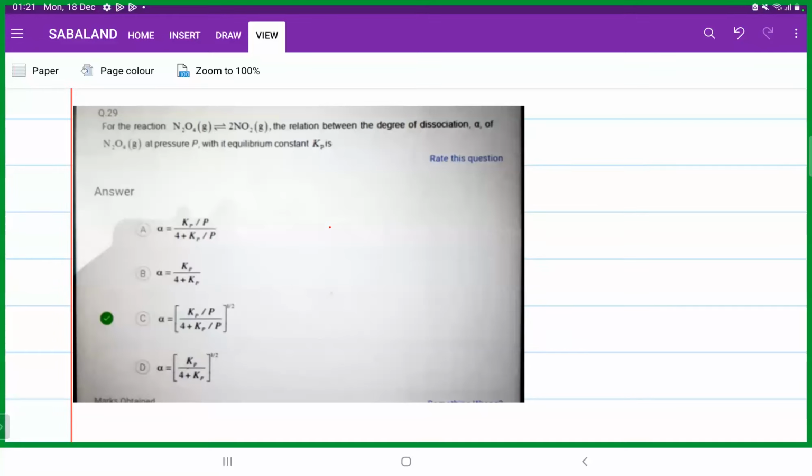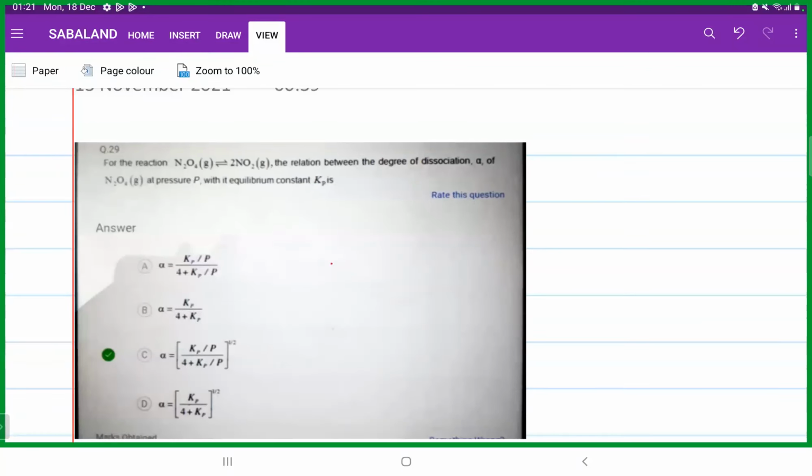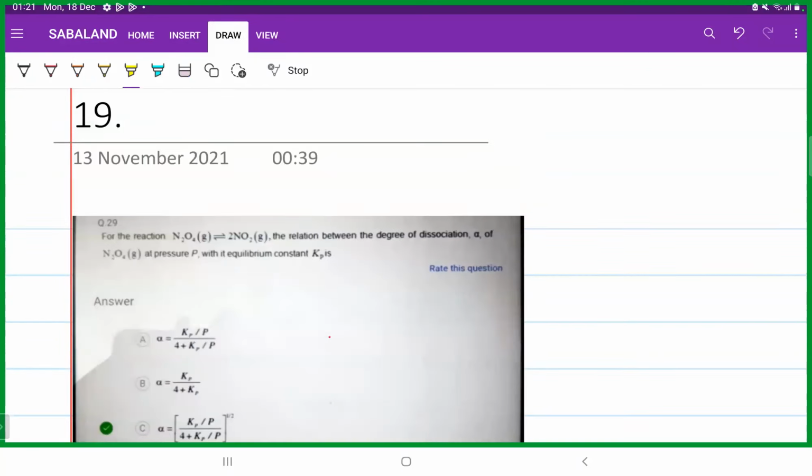Hello everyone. So we have got this JEE Main relevant question on the chapter of equilibrium. Let's just go through this question once and see what it has to offer. An equation has been given and we have been asked to find the relationship between alpha and the pressure at pressure P.